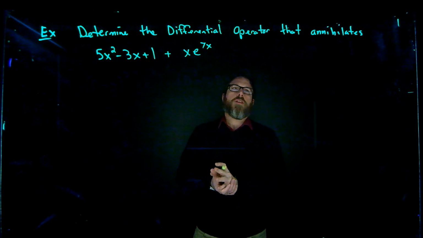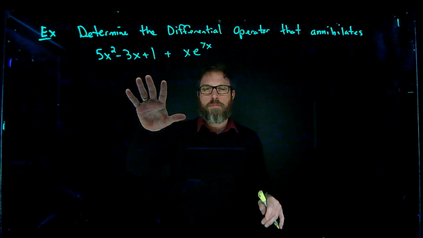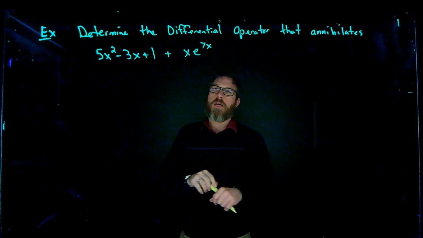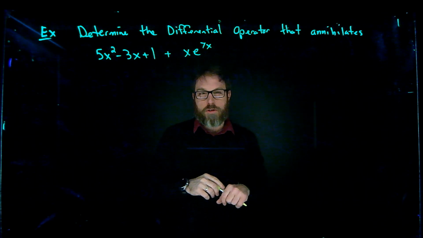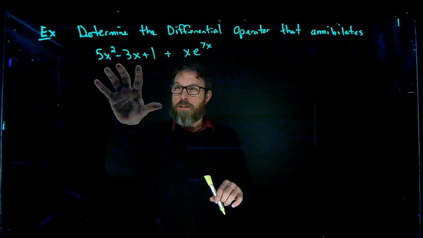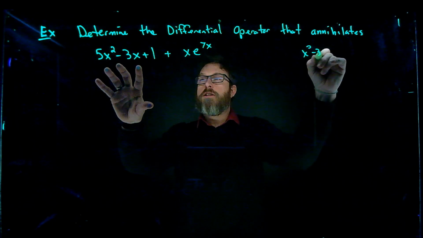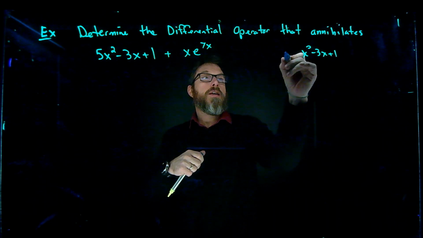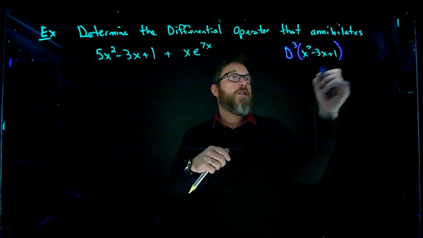So I want to determine the differential operator that annihilates this. Now what I can see is that this thing is built of the first example, which had to do with polynomials, and the second example, which had to do with the product of polynomials and exponentials. So if I had this piece right here, my 5x squared minus 3x plus 1, what annihilates that thing is going to be D to 1 bigger than this power. So this is going to be D cubed. That'll be equal to 0.